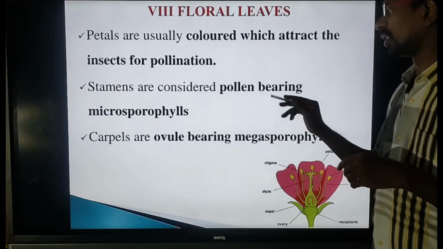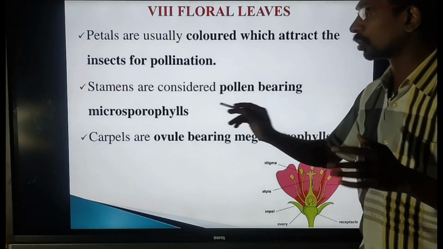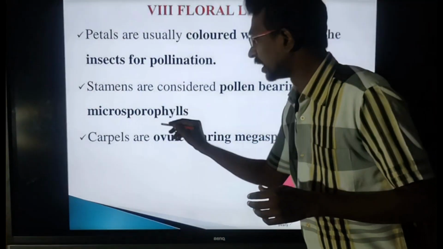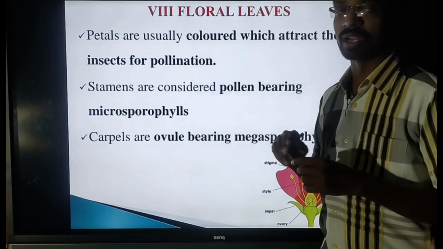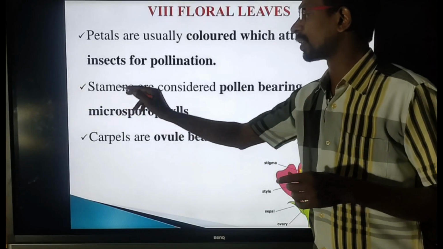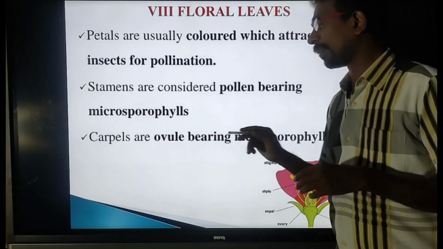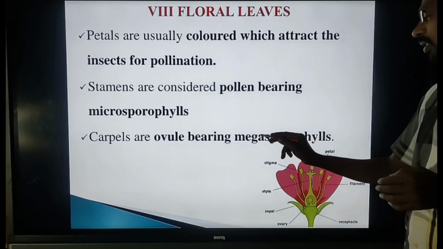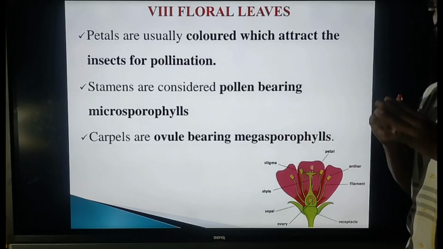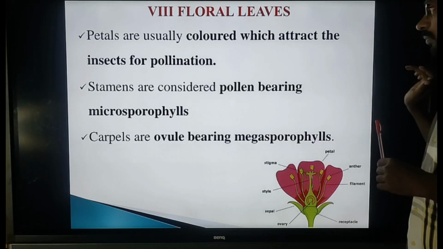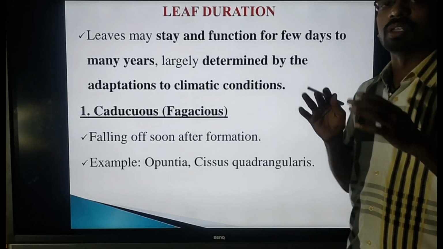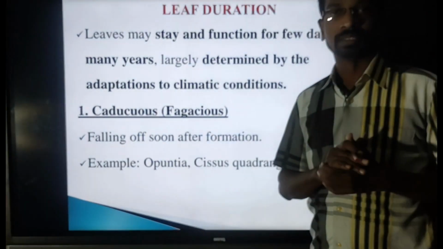The stamens consist of pollen-bearing microsporophylls. So it is a modified leaf. Micro means it represents the male. And the carpel, or ovule-bearing structure, is a modification of the megasporophyll. It is generally called megasporophyll. So that's all about the leaf modification.